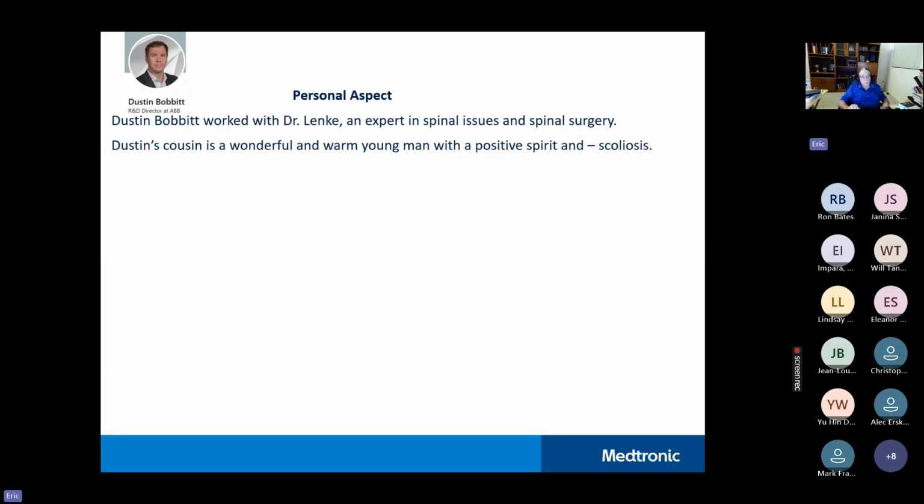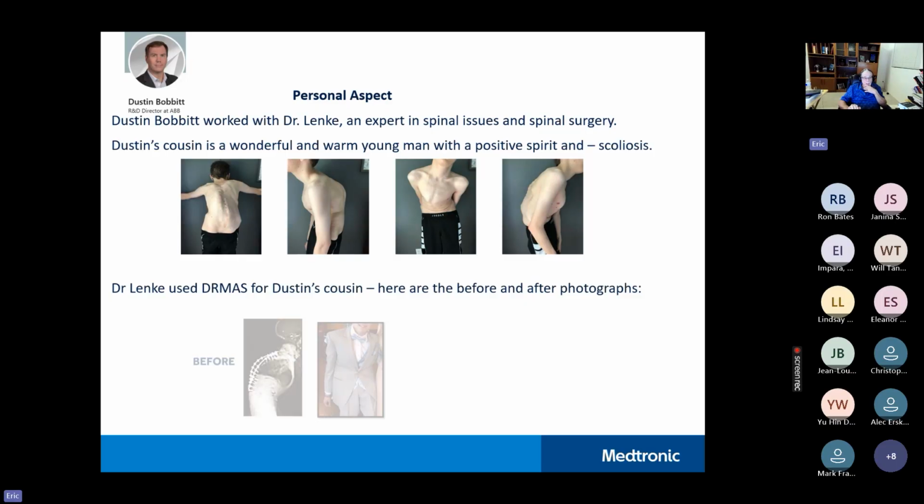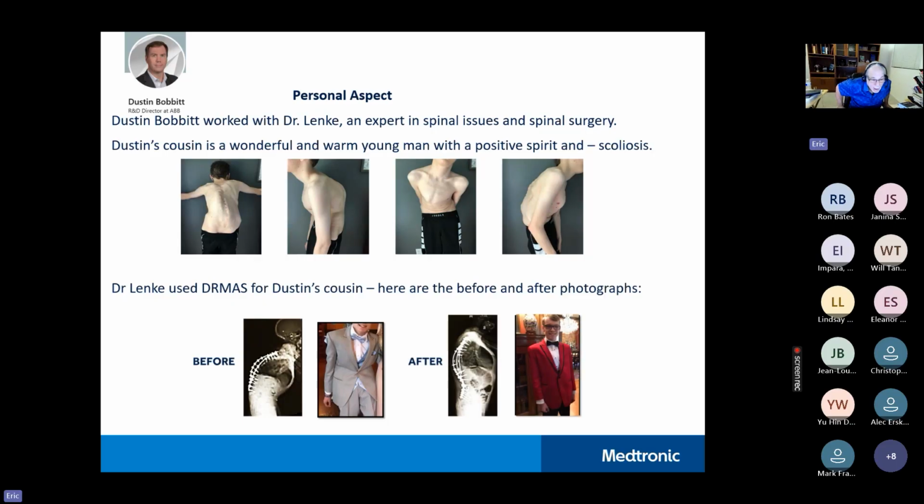Just kind of finishing with a clinical story. He had a cousin with a warm spirit and scoliosis. There you see some photographs of Dustin's cousin and his scoliosis. So Dustin talked to one of the doctors that he had involved, and using this medical device that Dustin helped develop using statistical engineering. And here are the before and after photographs of Dustin's cousin. And on the right-hand side, you see him after the surgical procedure using this product and getting ready for his senior prom at the end of the senior year, going there with a date, going on with basically a normal life. So sometimes this has an impact not only on the product and the organizations, but on people.